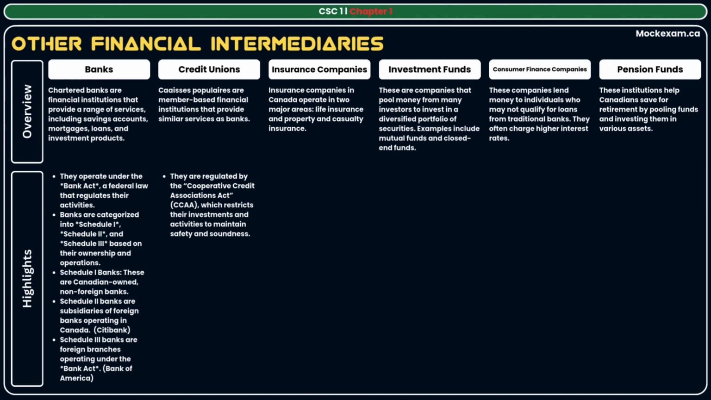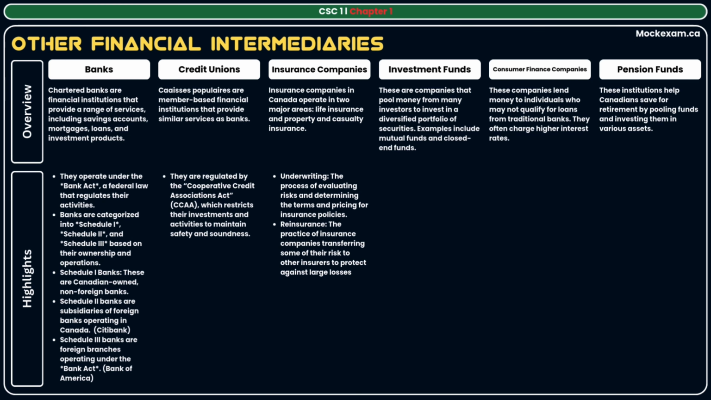Now, let's get to insurance companies. There are two key points here. We do have a term called underwriting in insurance companies. What's underwriting? Underwriting is a process of evaluating risks and determining the terms and pricing for insurance policies. And the second term is reinsurance, the practice of insurance companies transferring some of their risk to other insurers to protect against large losses. This is called reinsurance.